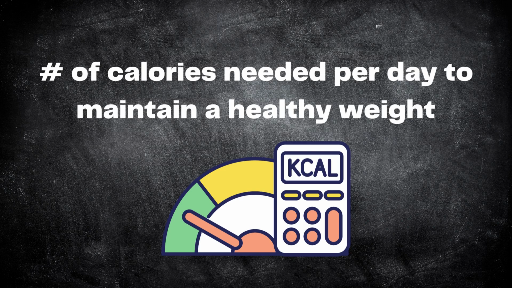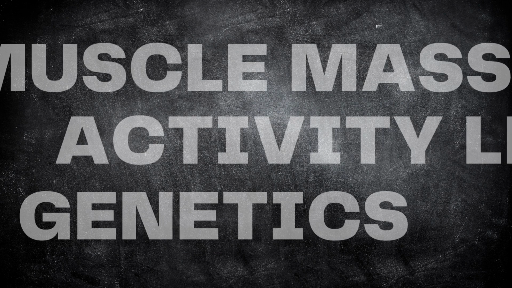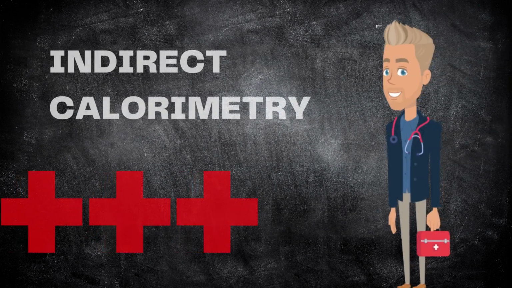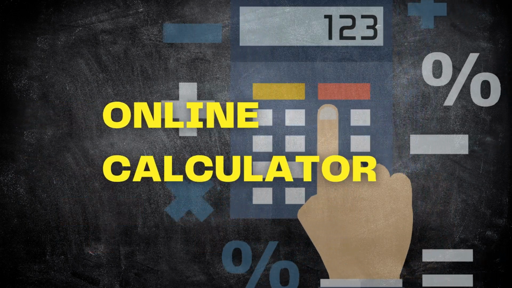Understand that BMR can be affected by other factors such as muscle mass, activity levels, and genetics, so the most accurate way to measure your BMR is through indirect calorimetry in a clinical setting. But to get a starting estimate, an online calculator should do the trick.